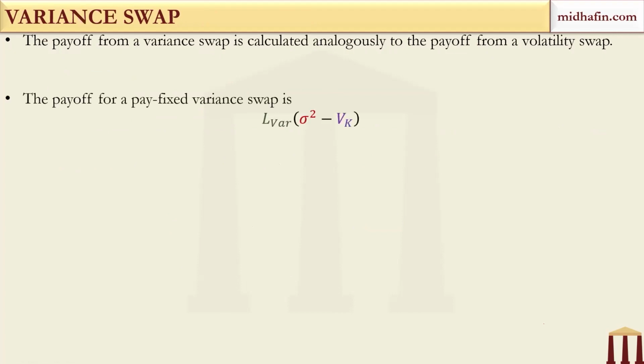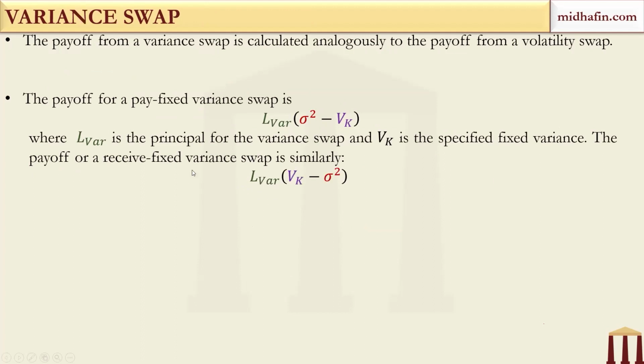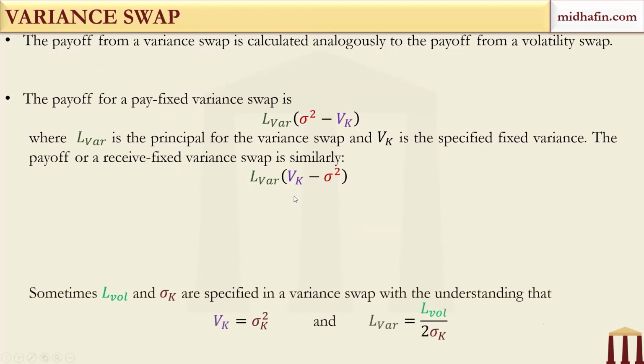Now here, the variance is considered, everything else is the same. The payoff is sigma square minus VK, where VK is the fixed variance and sigma square is the realized variance. If you are receive fixed, you are receiving VK, paying the realized. If you are pay fixed, it will be sigma square minus VK, just the opposite.